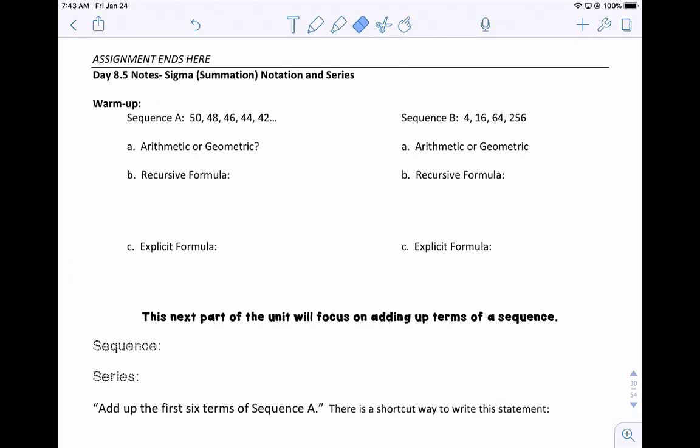Day 8.5, we're going to look at sigma or summation notation and also series. For the warm-up, can you determine which sequence is arithmetic or geometric? Can you write a recursive formula? And then from yesterday we looked at an explicit formula. Can you write an explicit formula?